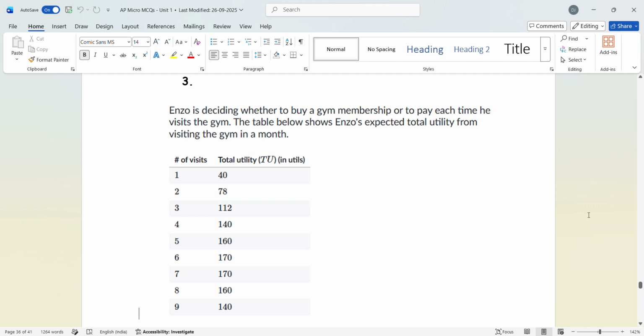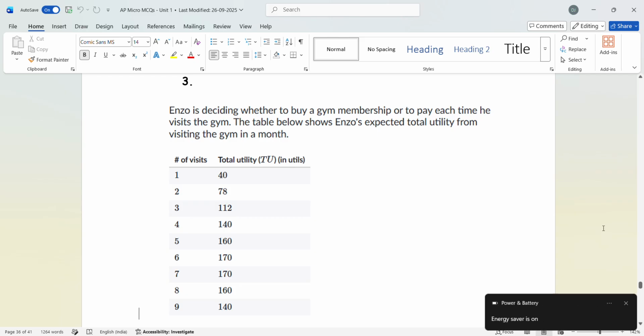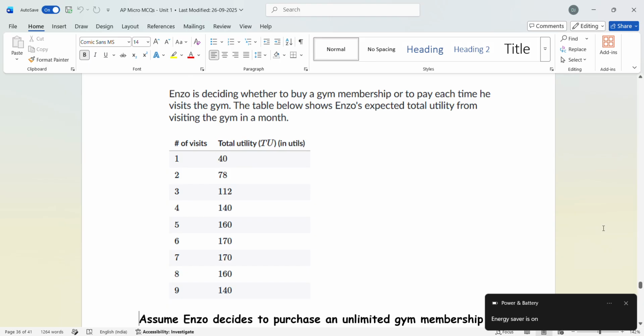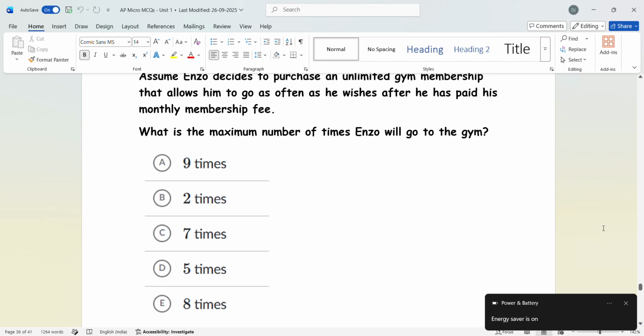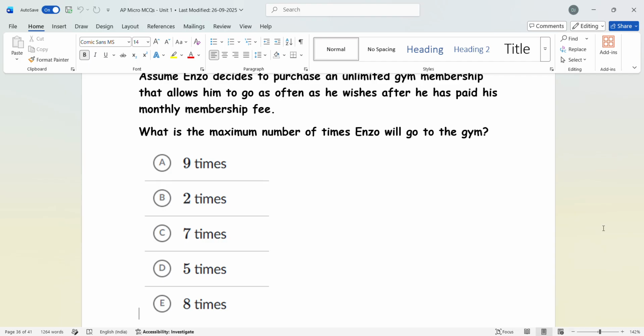And this is the last one. Enzo is deciding whether to buy a gym membership or to pay each time he visits the gym. The table below shows Enzo's expected total utility from visiting the gym in a month. Assume Enzo decides to purchase an unlimited gym membership that allows him to go as often as he wishes after he has paid his monthly membership fee. What is the maximum number of times Enzo will go to the gym?